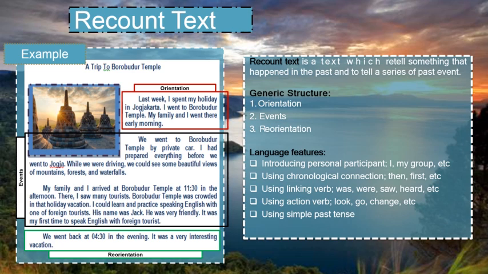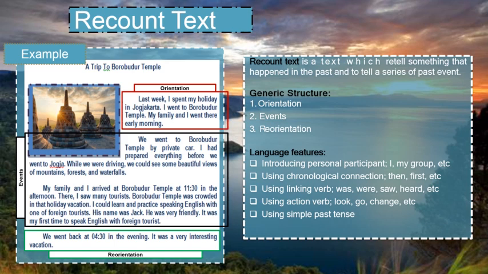The first paragraph is orientation. This part introduces the participant, place, and time. We know from this paragraph, the writer spent her holiday in Yogyakarta last week.